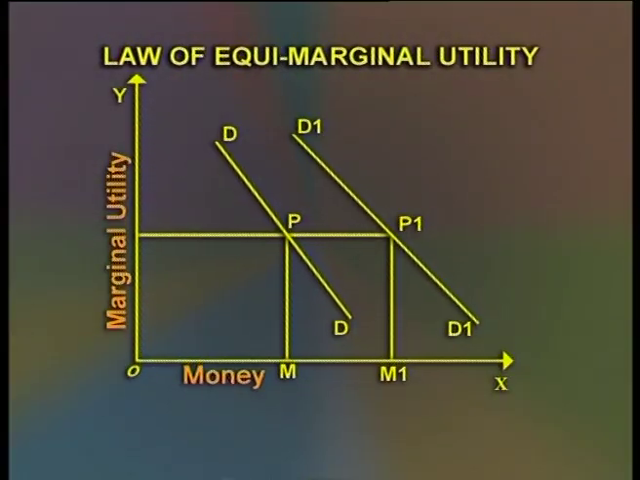This graph explains clearly that once a consumer reaches a point where the marginal utilities from the various commodities that he consumes are equalized, then he should stop, or he should be at equilibrium. That is because that is where he maximizes his satisfaction.